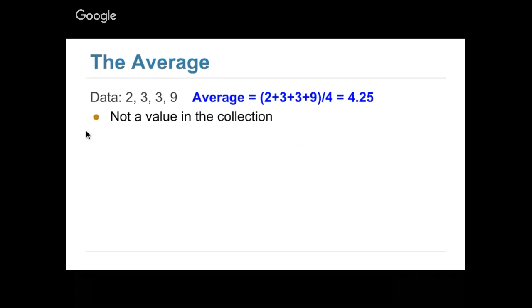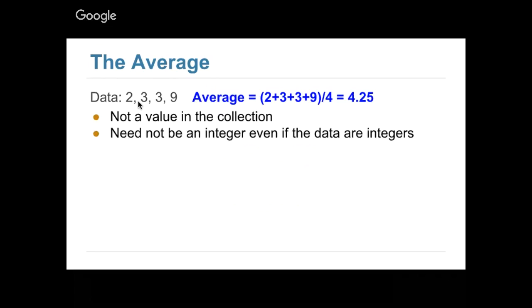Now the average is not necessarily a value in the collection. In this class, we define all our percentiles to be values in the collection. So if I have a collection of numbers, the 49th percentile is always some number from my original data. The mean, or the average, is not necessarily a value in my collection. In fact, even if my data are integers, the mean is not necessarily an integer, because in this case I got 4.25, and here's my data. That's all integers.